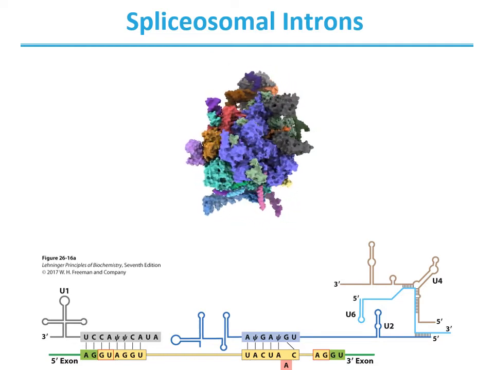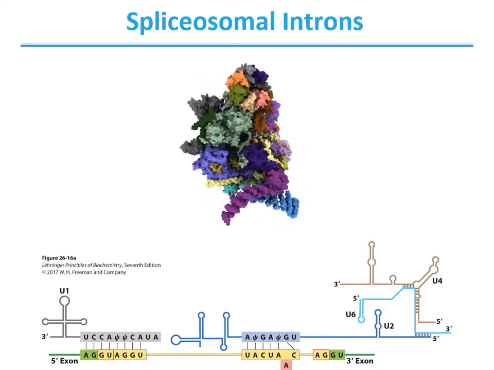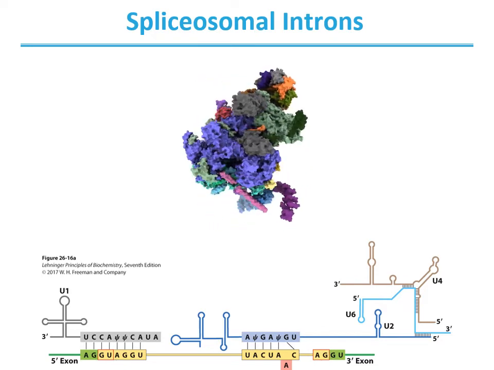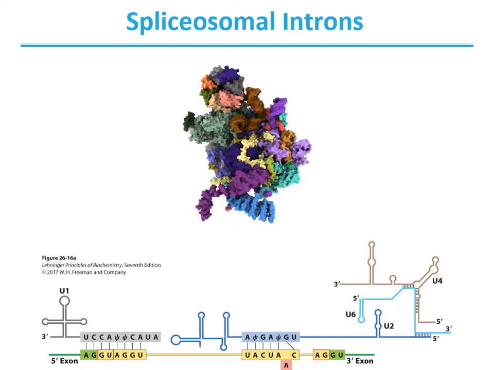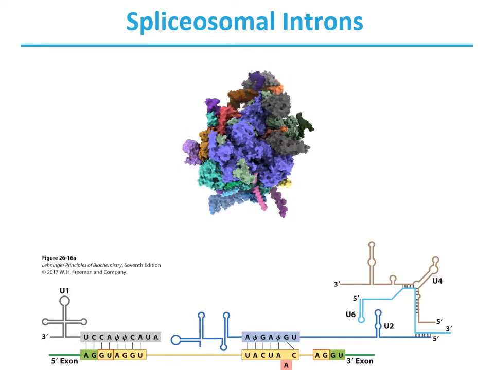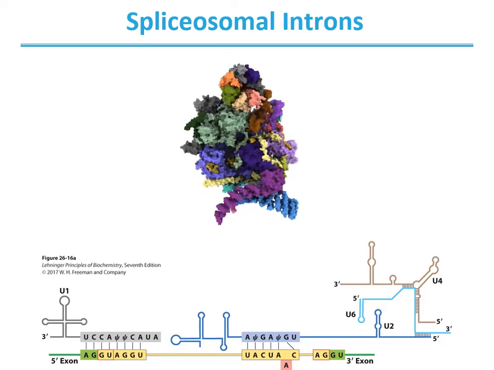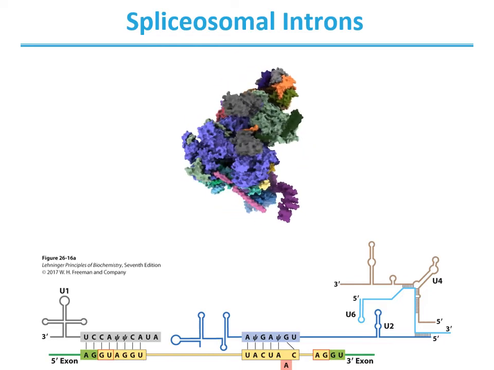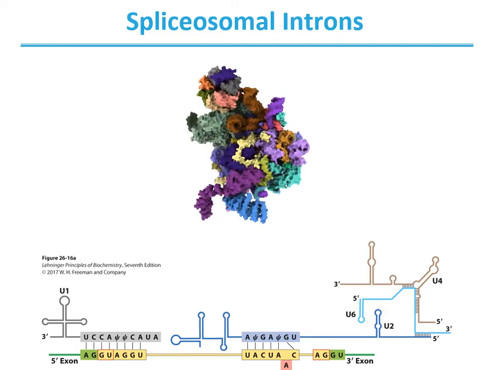GT at the 5' end and AG at the 3' end usually mark sites of splicing. U1 and U2 SNRPs contain regions that are complementary to messenger RNA. U1 helps define the 5' splice site, and U2 binds near the 3' end of the intron. U6 binds to U2, and U4 binds to U6.